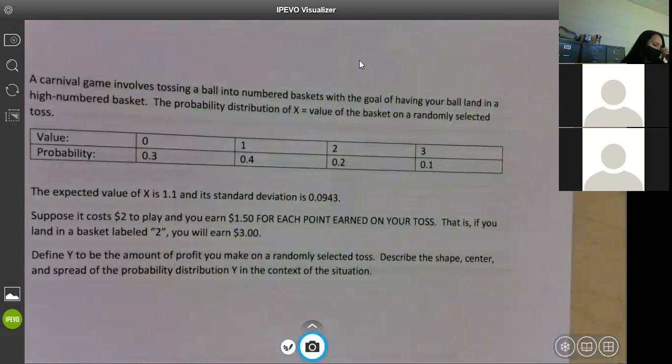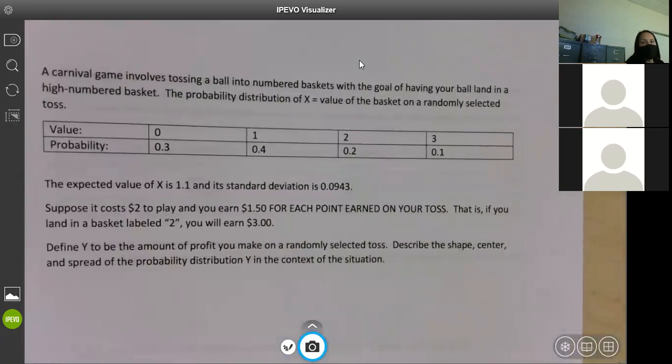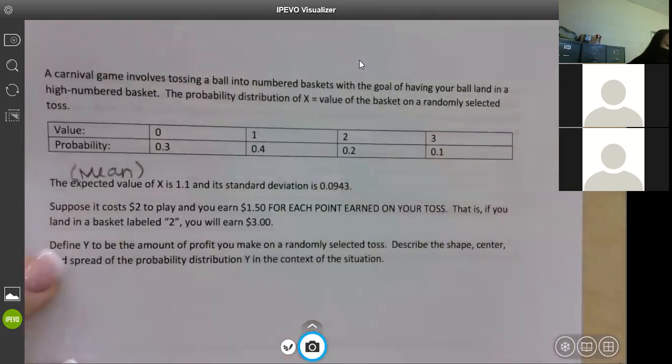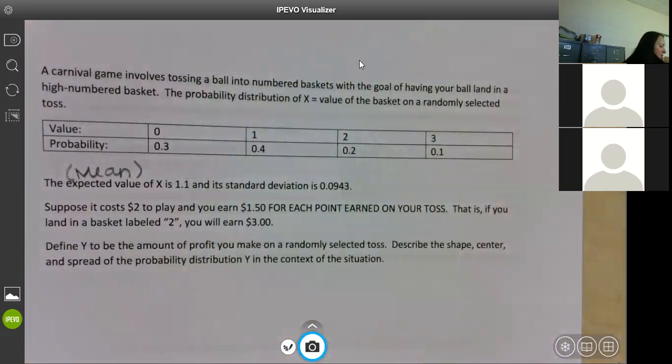A carnival game involves tossing a ball into numbered baskets with the goal of having your ball land in a high numbered basket. The probability distribution of X equals the value of the basket on a randomly selected toss is right here. The expected value, remember, expected value is the same thing as the mean. So don't forget that, is 1.1 and its standard deviation is 0.0943. Suppose it costs $2 to play and you earn $1.50 for each point earned on your toss. That is, if you land in a basket labeled 2, you earn $3. So define Y to be the amount of profit you make on a randomly selected toss. Describe the shape, center, and spread of the probability distribution of Y in the context of the situation.